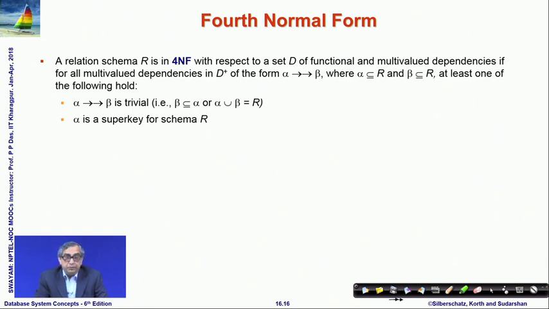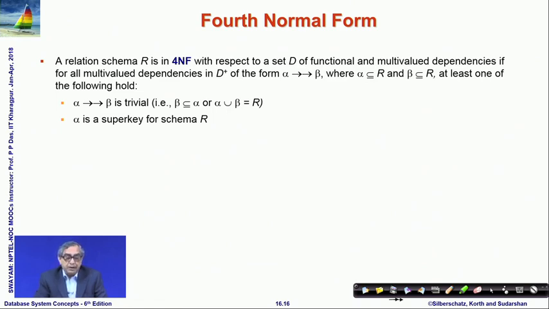Such a normal form, which is beyond the third normal form, is said to be the fourth normal form, or 4NF. A relation is in 4NF if every multi-valued dependency alpha multidetermining beta in the closure of the set of dependencies is either trivial, where trivial means the left hand side is a subset of the right hand side, or the union of the left and right hand side gives you the whole set of attributes.